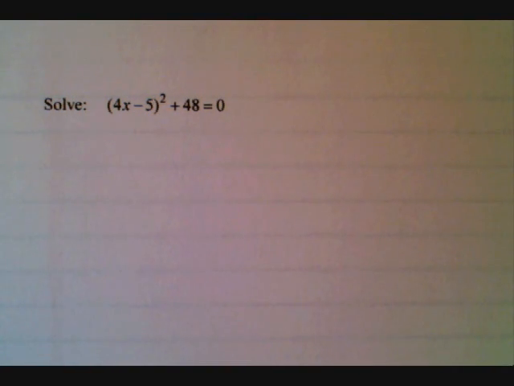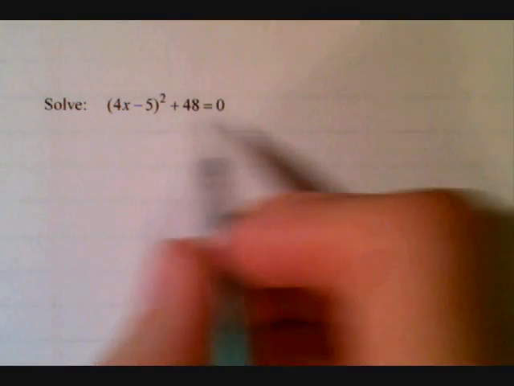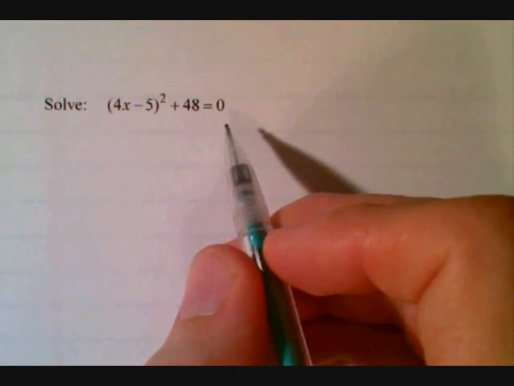In this example, we're going to solve a quadratic equation using the square root property. Remember that the equation needs to have the form, or you need to be able to write it in the form u squared equals some number, where u is a linear expression in terms of x, in order for us to be able to use the square root property. And this equation definitely fits that description.